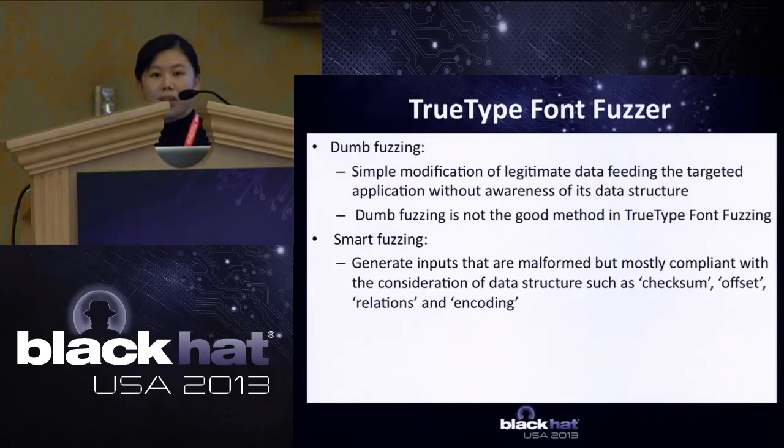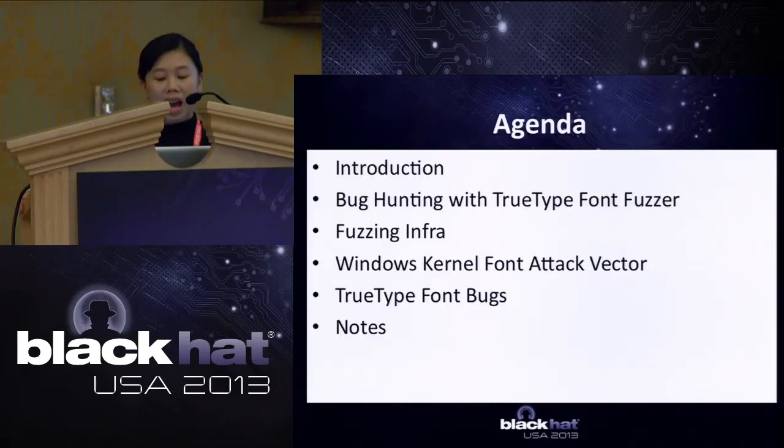Basically, fuzzing is divided into two categories, dumb fuzzing and smart fuzzing. The concept of dumb fuzzing is simple. It fuzzes the targeted file without concern for the file structure. It means that the fuzzer will do byte flipping from the beginning of the file. After that, the possible attack vectors of TrueType fonts, both locally and remotely, will be discussed and demonstrated. Lastly, we will demonstrate our findings of the TrueType font vulnerabilities that have been discovered by our fuzzer.